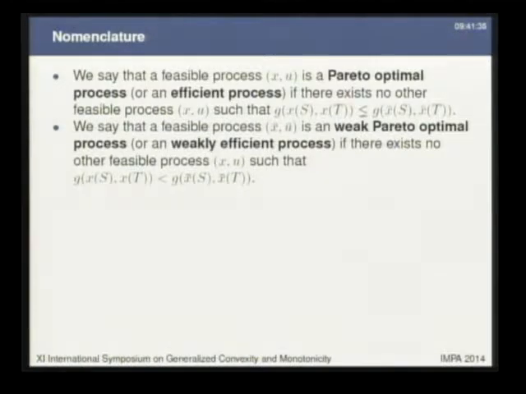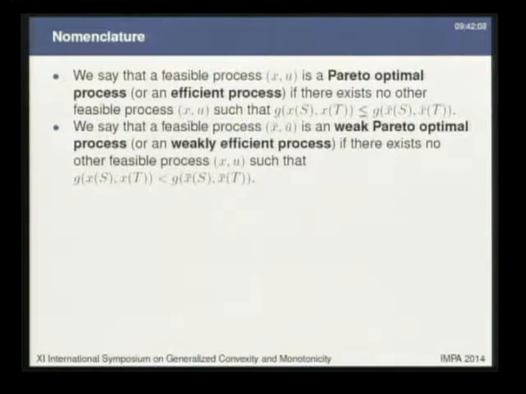Now the type of optimality we are considering here, since we are talking about multi-objective control problems. So we say that a process X bar U bar is a Pareto optimal process, or an efficient process, if there exists no other feasible process XU such that this inequality holds.